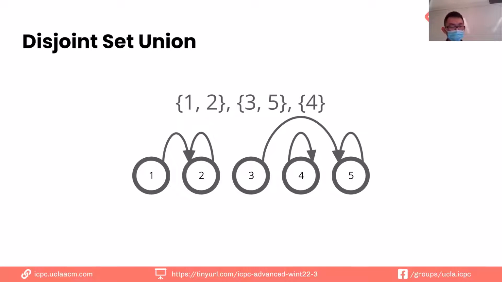And here we have 1 and 2 as a set, and we chose 2 to be the representative for that set. So both 1 and 2 point to 2. And the same story goes for 3 and 5, where their representative is 5, and 4 is its own representative.